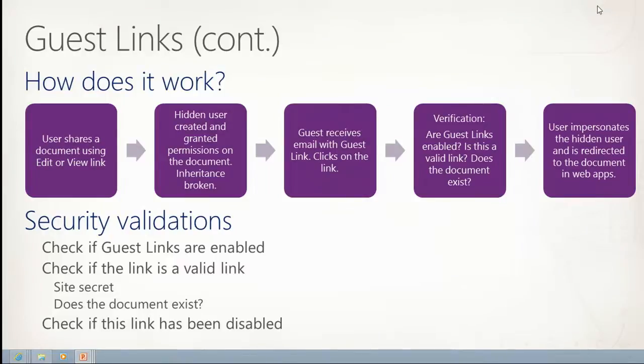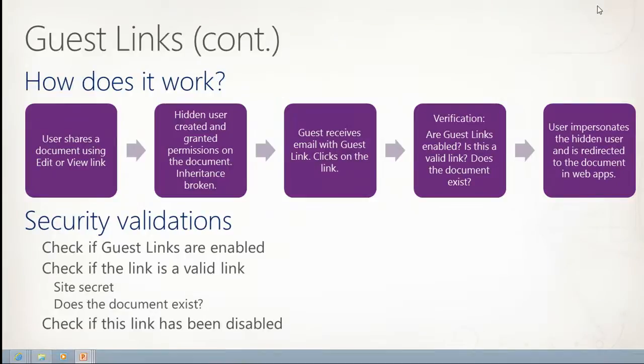Anyways, so these hidden users get created, and accordingly they're given permissions on the document. And at that point, we create this guest link. This guest link is now included in an email. The email is sent out. Again, we use the same certified email providers to ensure that emails land in people's inboxes and never go to junk mail. The guest clicks on this link. At this point, he is taken to a page that we've built.